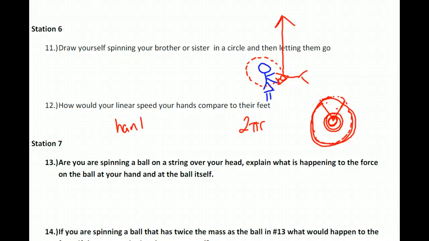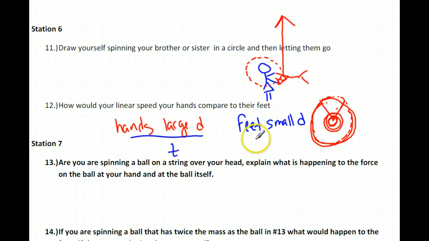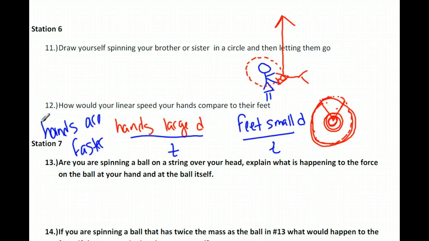So your hands have a large distance and your feet have a small distance. Okay, but you're dividing them both by t. So a large distance divided by the same t, small distance divided by the same t, your hands are faster. Which, if you just watch someone spinning really fast, you can tell, because their hands and their arms are all blurred, but their feet are moving slower.